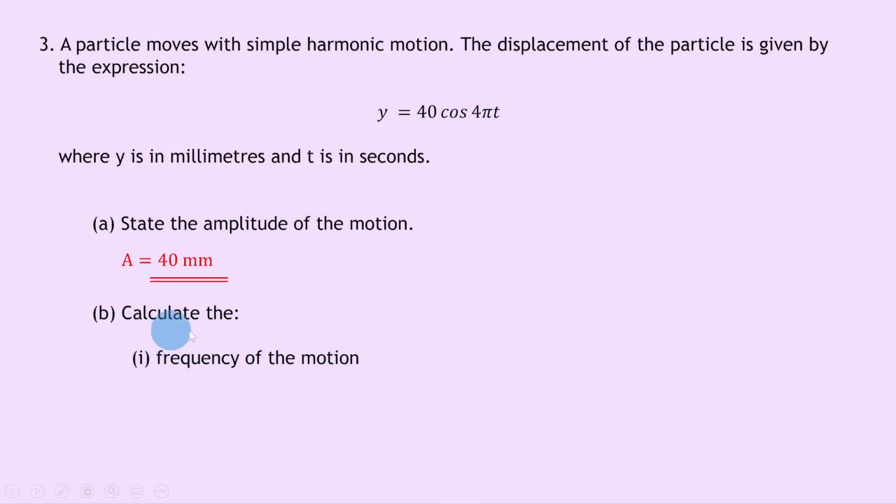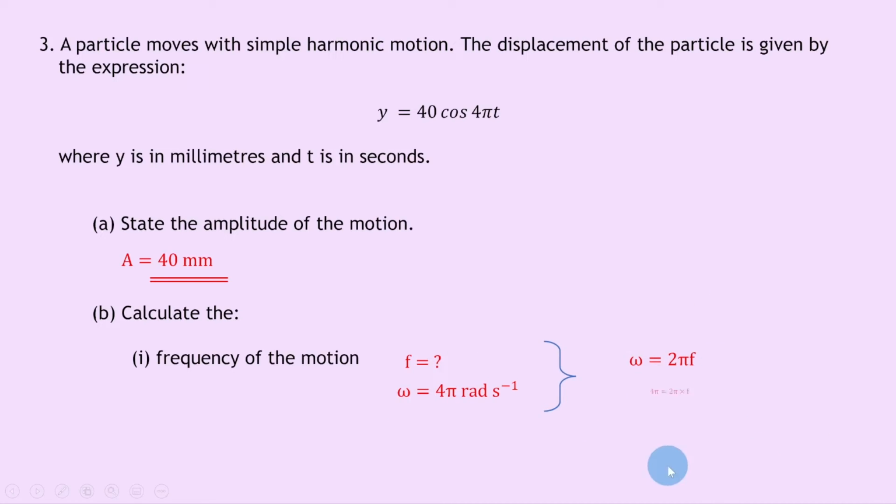B part 1 then says to calculate the frequency of the motion. So we want to find the linear frequency f. We know that the angular frequency omega is equal to 4 pi radians per second, because we can see there that that's cos omega t, so that 4 pi there must be omega. And then we can use our relationship between angular frequency and linear frequency, omega equals 2 pi f.